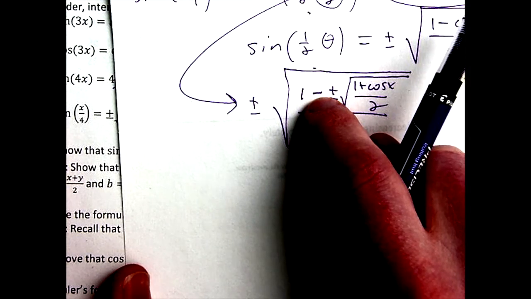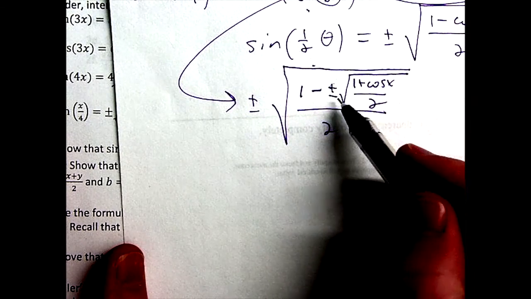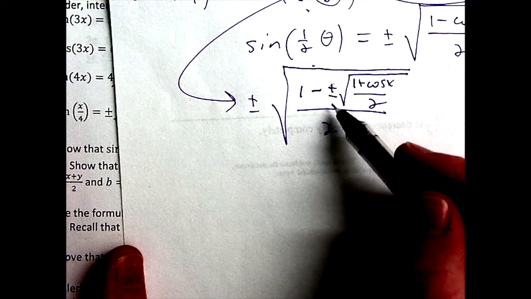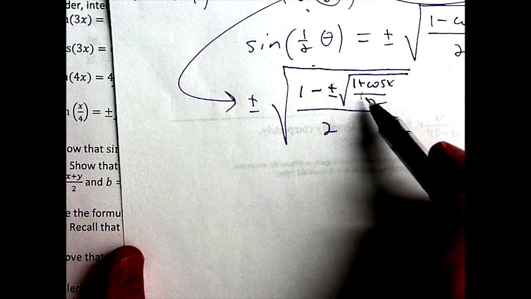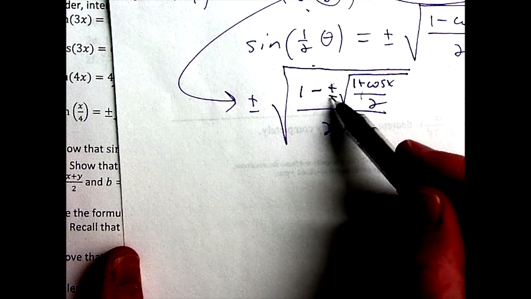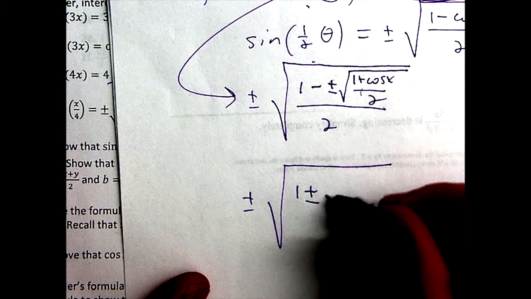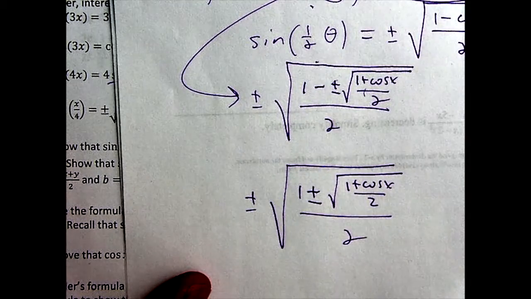If you think about it, the minus sign is actually unnecessary, because what this is really standing for is two different formulas. There's a plus and a minus here. If you consider what the plus or minus really means, you have one formula that's 1 minus positive root blah, blah, blah, and another formula which is 1 minus negative root blah, blah, blah. Well, that simplifies to just 1 plus or minus root 1 plus cosine x over 2, all over 2. That's the same thing.